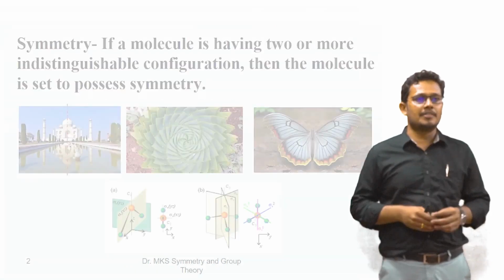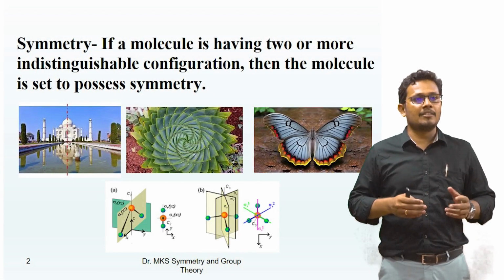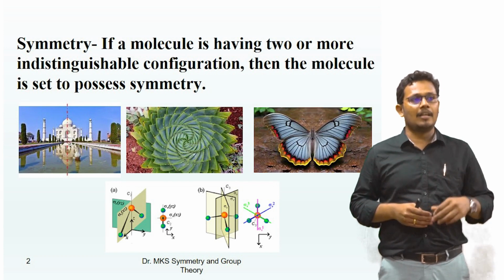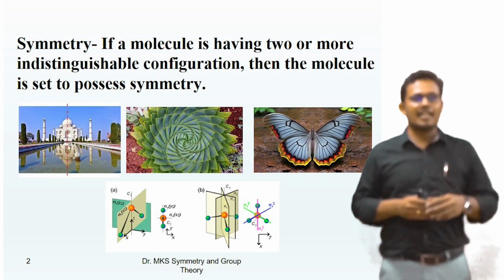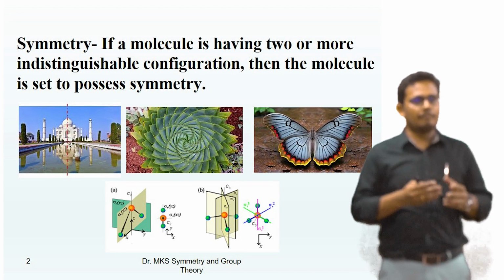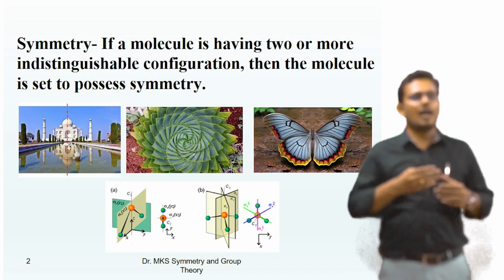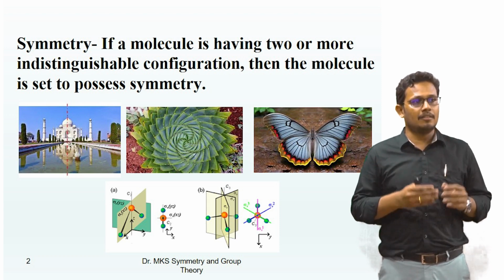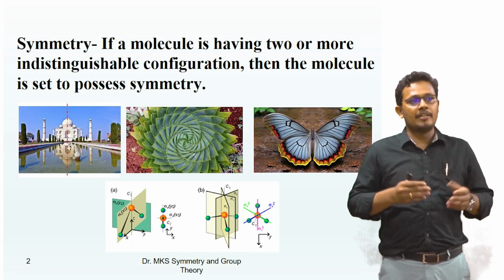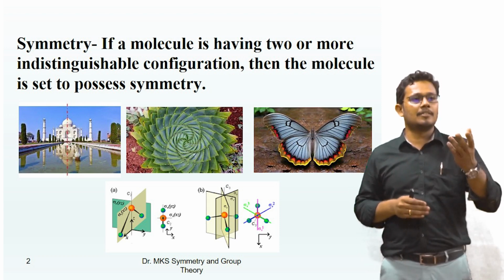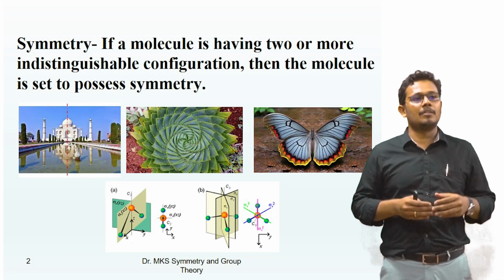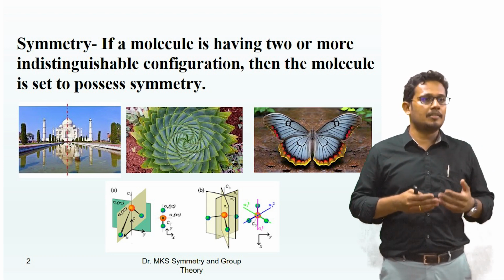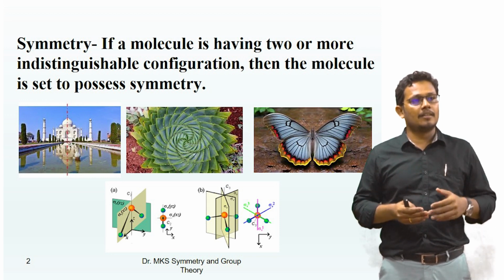You can see the picture of a butterfly. It is having symmetrical feathers. And if you consider the Taj Mahal, if you look at the picture, you can easily observe what the symmetry is, and you can easily see the two towers which are equidistant from the center. Likewise, if you consider any molecule, all molecules are said to possess symmetry.